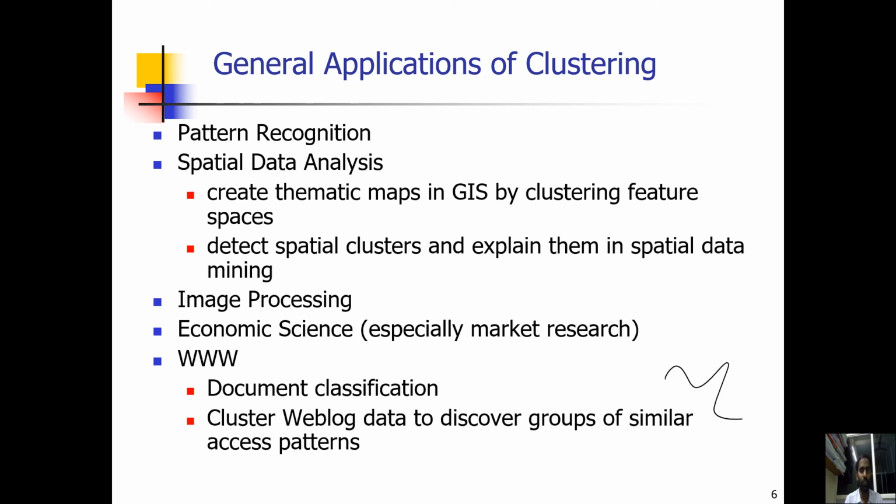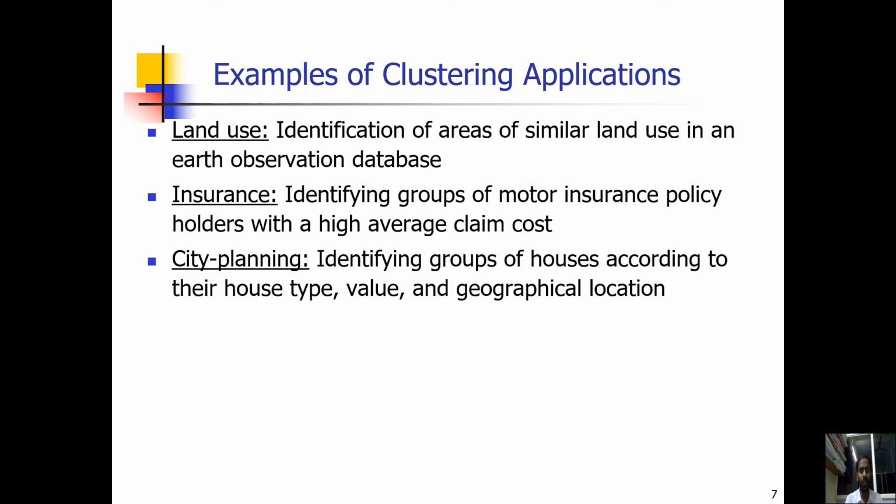So these are some of the applications of clustering. Mainly, clustering is used in pattern recognition, spatial data analysis, image processing, economic science, and the World Wide Web, that is WWW. Some examples: land use, for example, identification of areas of similar land use in an Earth observation database. That means in the entire Earth, identifying what similar lands we have, and grouping those similar lands. Then insurance: identifying groups of motor insurance policy holders with high average claim cost.